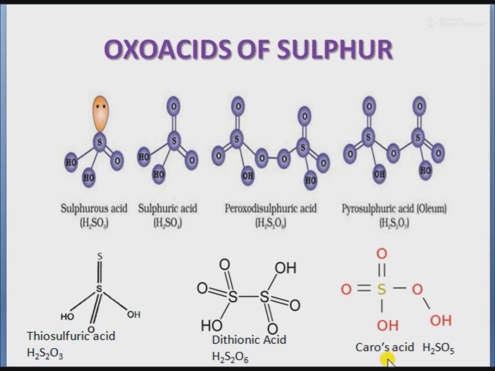Next is Caro's acid or peroxomonosulfuric acid. Its formula is H2SO5. Here sulfur is present in +6 oxidation state, in which the sulfur is attached to an OOH group. This is a peroxo group. And peroxodisulfuric acid is also called Marshall's acid.